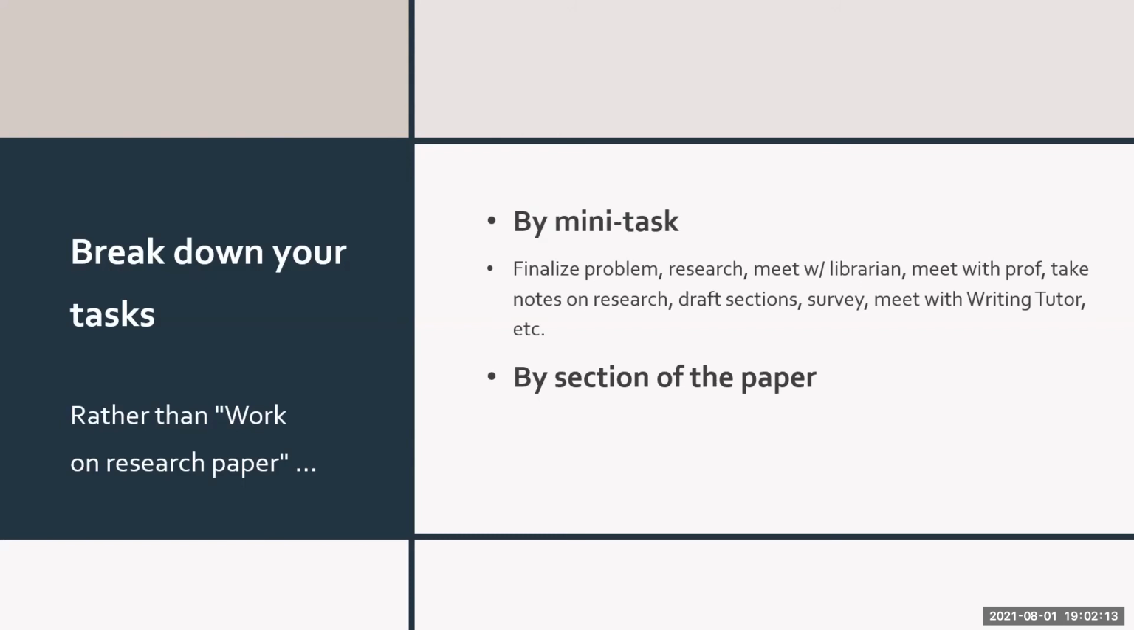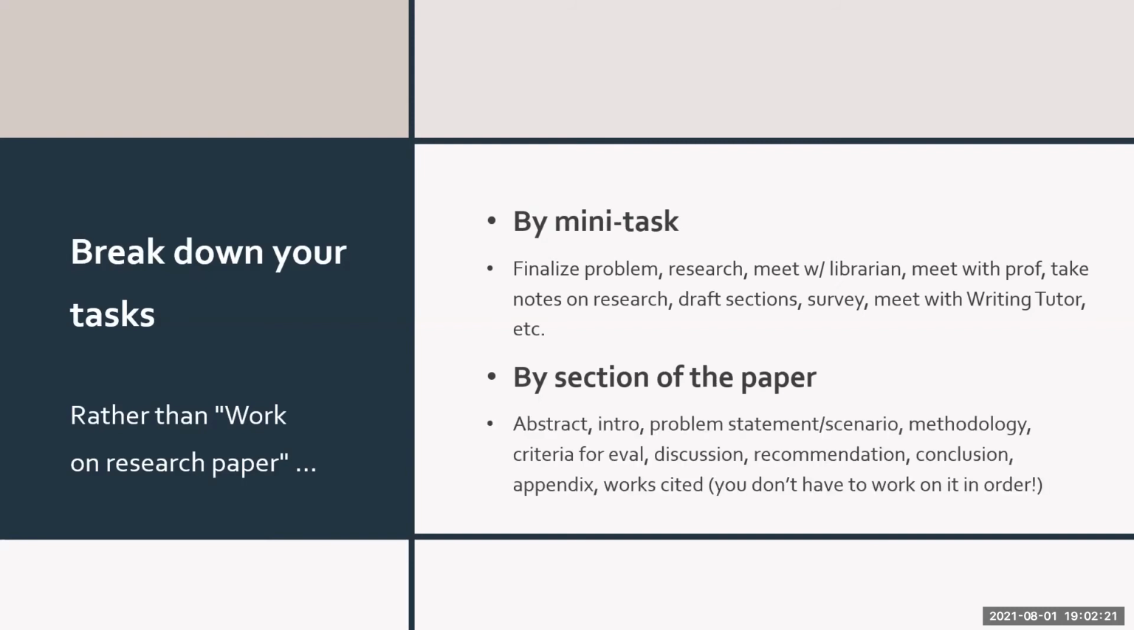Another way that you can do this is by breaking it down by section of the paper. So if you know you have to include certain sections in your paper, then you can think about writing them by those different sections rather than thinking of it as one big assignment. An example of that might be breaking it into the abstract, intro, problem statement or scenario, methods, discussion, conclusion, etc.